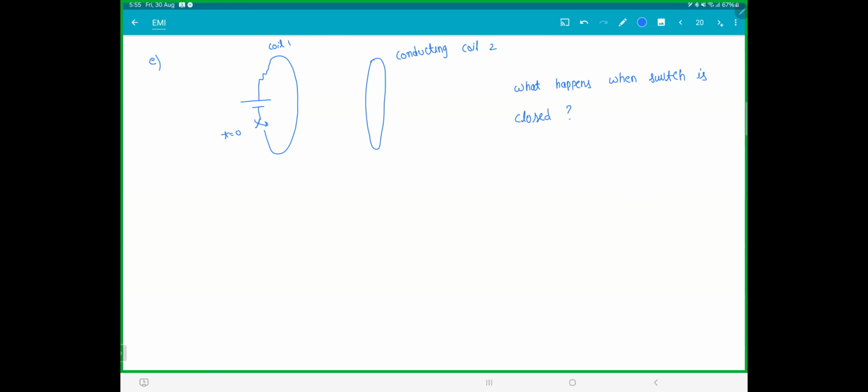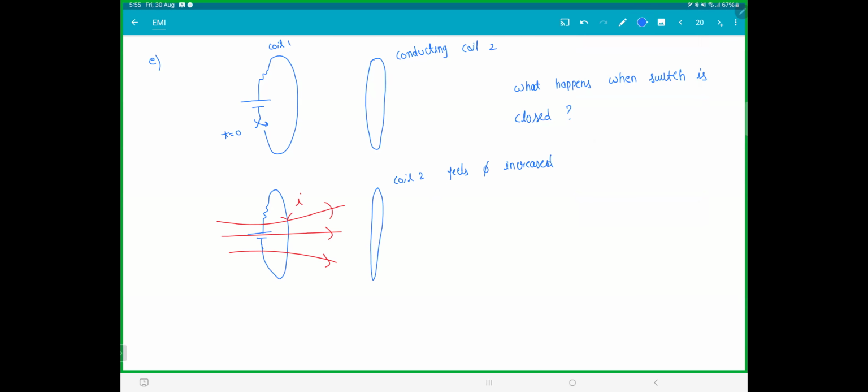Anyway, see what happens. The moment you close the switch, there will be some current in the coil, meaning the current will go from 0 to I. So this will produce some magnetic field lines. So see the point is, what will coil 2 think? Coil 2 will feel the flux suddenly increased. Initially it had no flux. After that it will become constant and all, that is fine. At that instant, flux increased. So this will generate a counter field to repel.